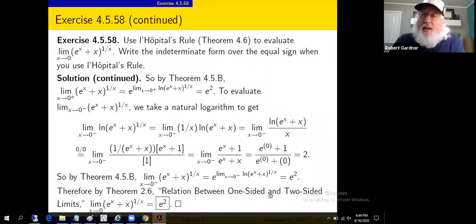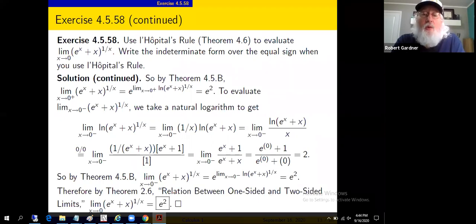Well, if the left and right hand limits are the same, then the two-sided limit is that common value. It's theorem 2.6 for the record. And so the two-sided limit must be e squared as well. So that was a little bit trickier because of the positive infinity, negative infinity stuff. I just take it as one-sided limits, and it turns out they behave in the same way.